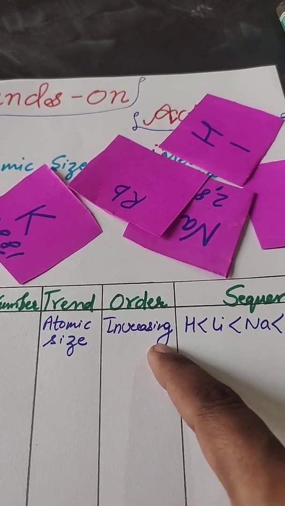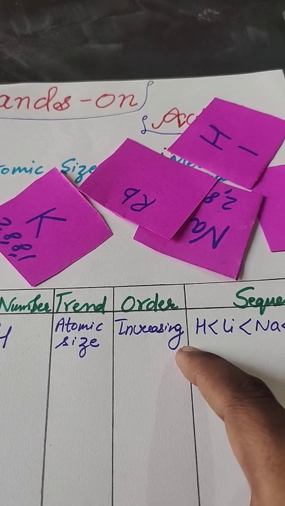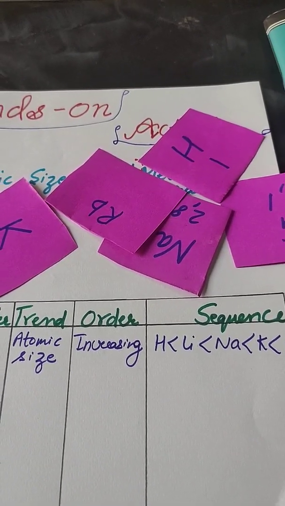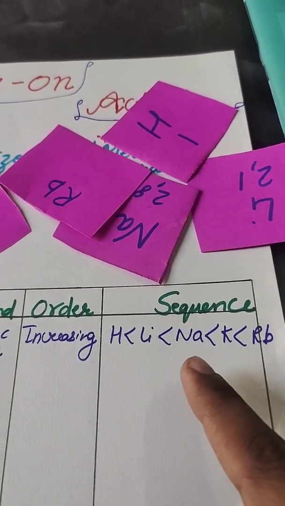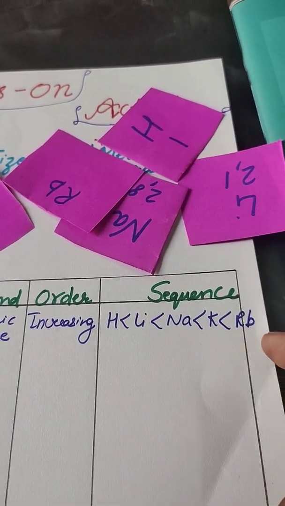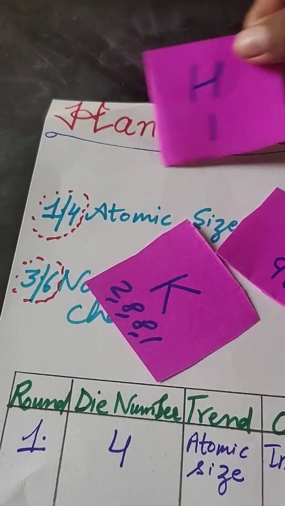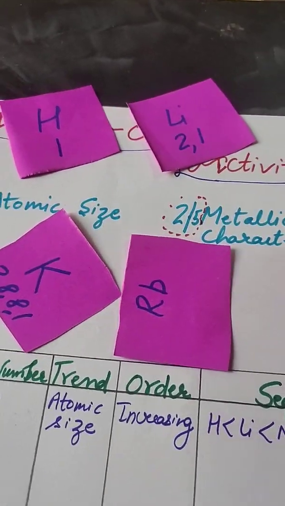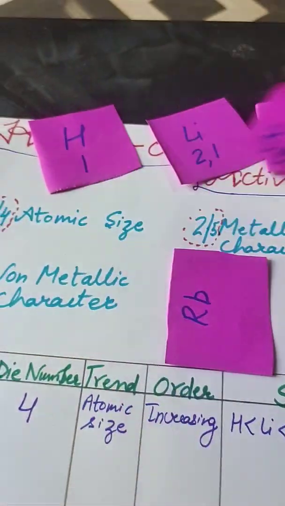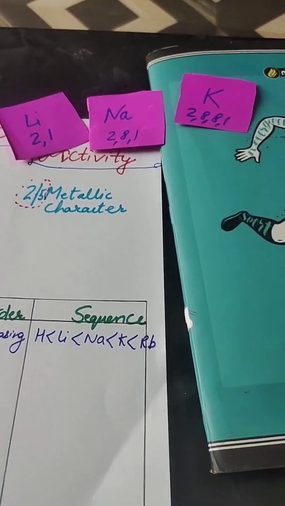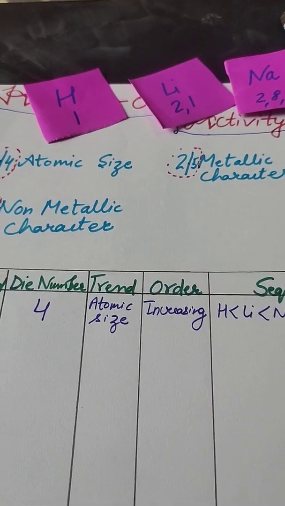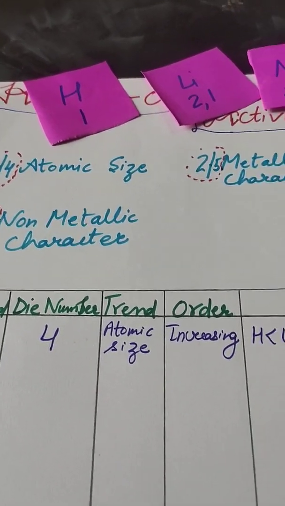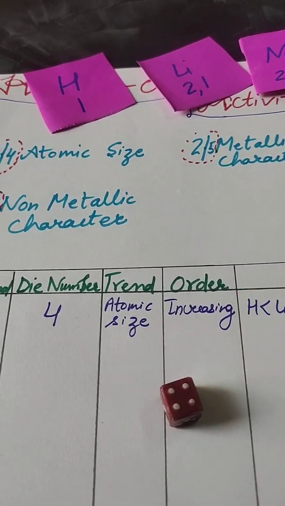I have given you the order: increasing. So immediately what you will do, you will arrange these elements in increasing order of size. As you are able to see here, hydrogen, lithium, sodium, potassium and rubidium. So immediately what will you do? You will try to arrange these elements. Correct? आप इस तरह से इसको arrange कर देंगे. So this is how you can play this game, and this is how you can recapitulate your trends with the help of this dice. Thank you.